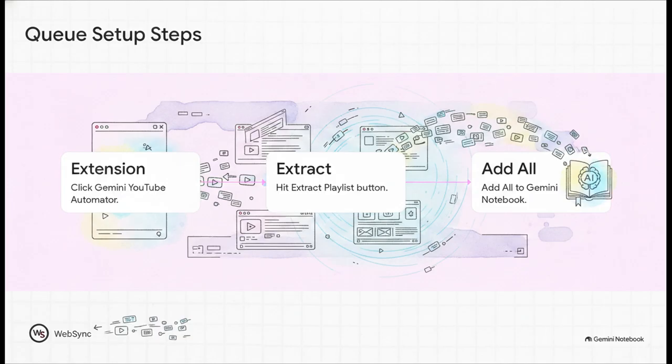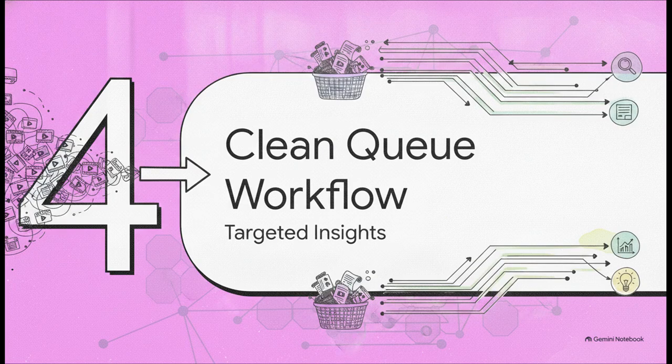Then Step 3. You head over to your new AI notebook, click the extension one more time, and hit Add All to Gemini Notebook. And just like that, the whole shebang is populated. Oh, and moving forward, the author notes you can use tools like the Web Sync extension to instantly add new videos as you stumble across them across the web, which means you literally never even have to open the YouTube platform to view your queue again. Now for part four, the clean queue workflow and how to actually get those targeted insights.